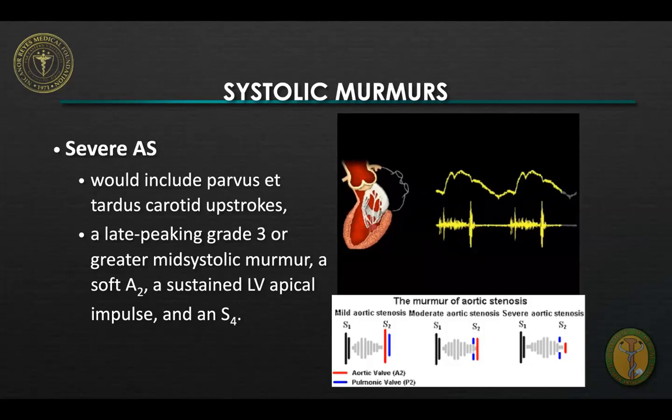This would include parvus et tardus carotid upstrokes, a late peaking grade 3 or greater systolic murmur, a soft A2, a sustained LV apical impulse, and an S4. Please listen to the sound.